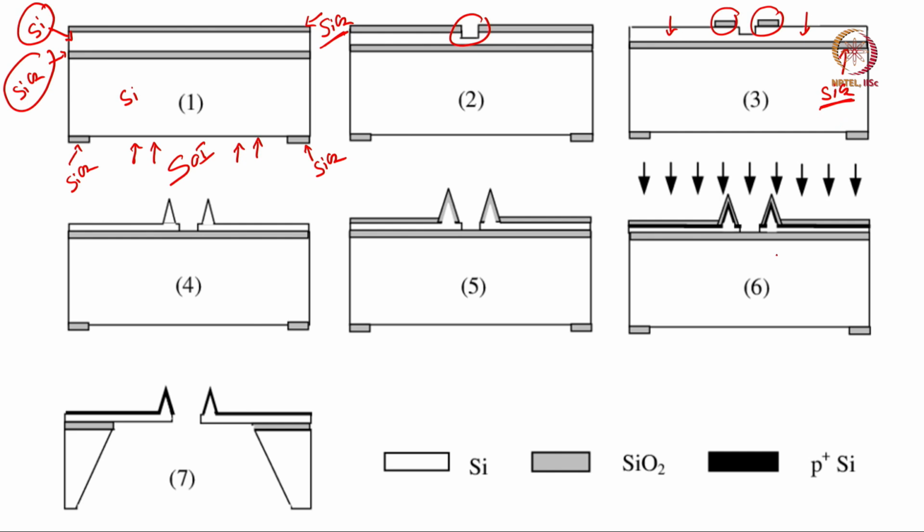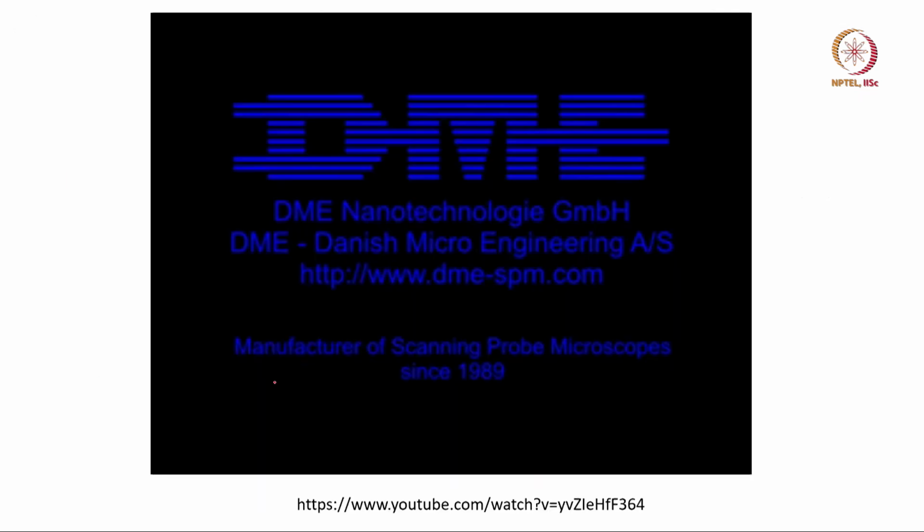After that, you can create the tips, as you can see here, by using the etching technique. Then you can grow silicon dioxide again, create a window, and then remove silicon dioxide from here, and then you can etch the wafer completely like this. So you can have two cantilevers, cantilever number 1 and cantilever number 2. So multiple cantilevers you can fabricate using the microfabrication technique.